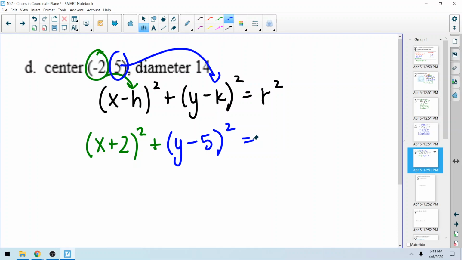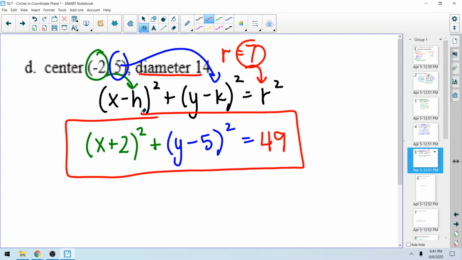equals radius. Again, radius. You don't have a radius, you have a diameter. So, remember that a radius is half of the diameter. Radius is 7. We're going to substitute in a 7. 7 squared, 49. And there's the standard form of that circle. Once again, I'm going to point out x plus 2 means that it's really at negative 2. Y minus 5 means that it's really at positive 5. Both signs flip.